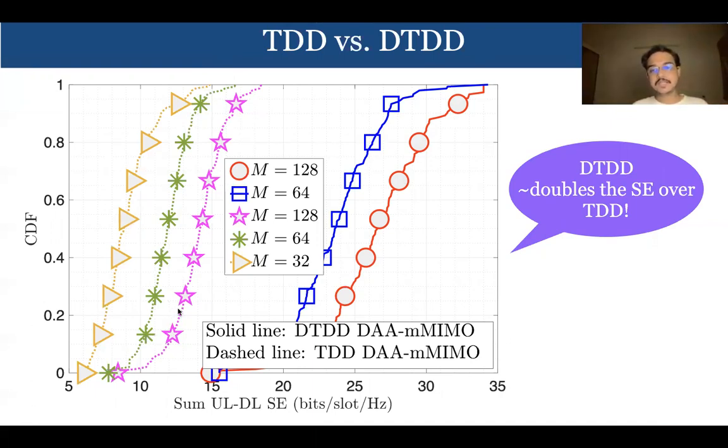We observe that dynamic TDD almost doubles the spectral efficiency compared to TDD. The reason being dynamic TDD allows us to schedule the APs in uplink or in downlink based on the localized traffic demand. Whereas in TDD, all APs either operate in downlink or operate in uplink, which is a suboptimal scheme when we have heterogeneous traffic load.